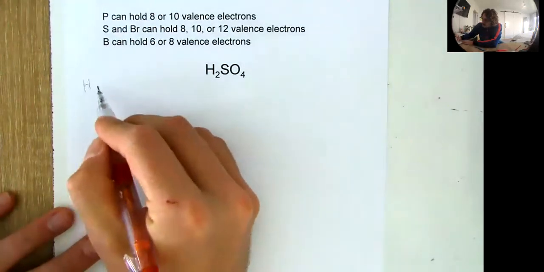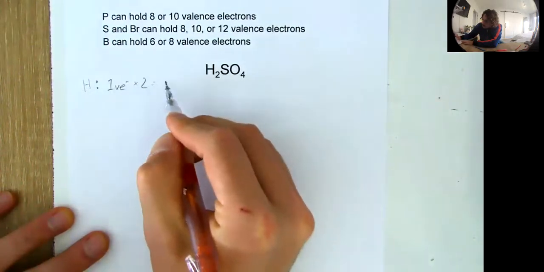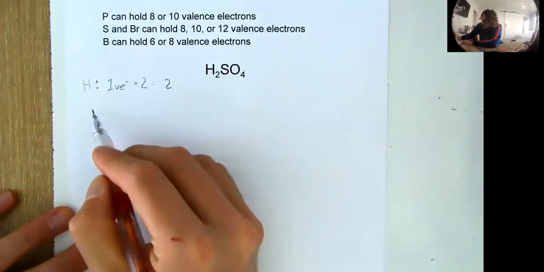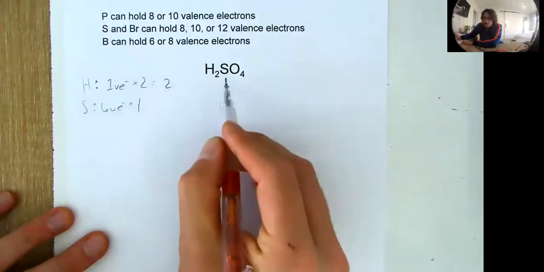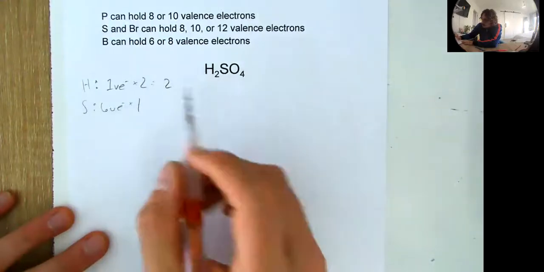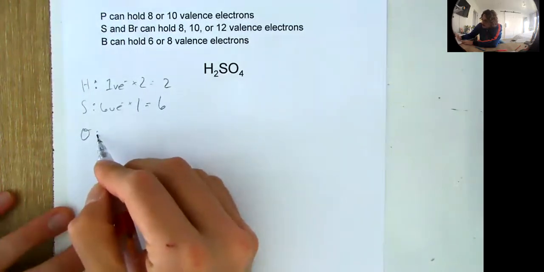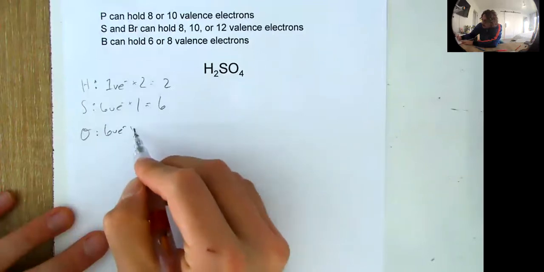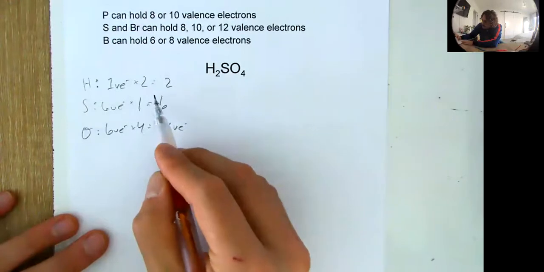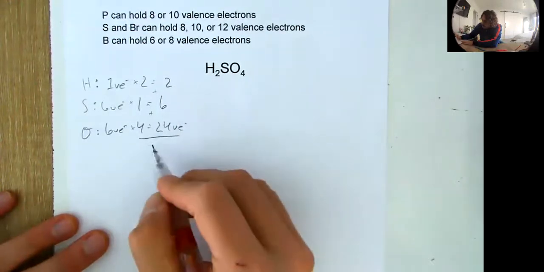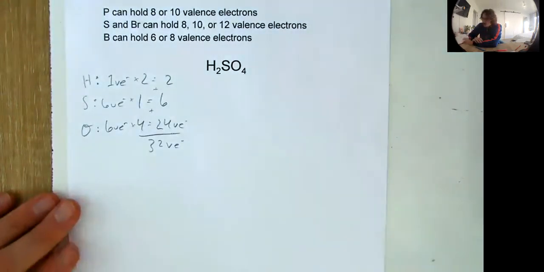Hydrogen brings in 1 valence electron. There's 2 of them, so that's 2 for hydrogen. Sulfur brings in 6 valence electrons, and there's only 1 sulfur in this molecule, just because there's no little subscript number next to sulfur. And that means there's 6 for sulfur. Oxygen brings in 6 valence electrons as well, but there's 4 of those, so oxygen brings in a total of 24 valence electrons. So all of this added together is going to be 32 valence electrons that we have to account for when we're drawing the Lewis structure.